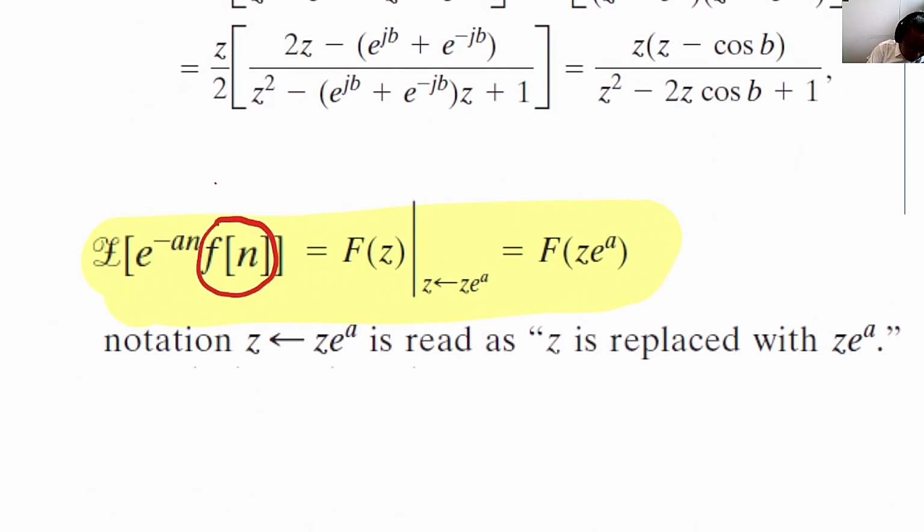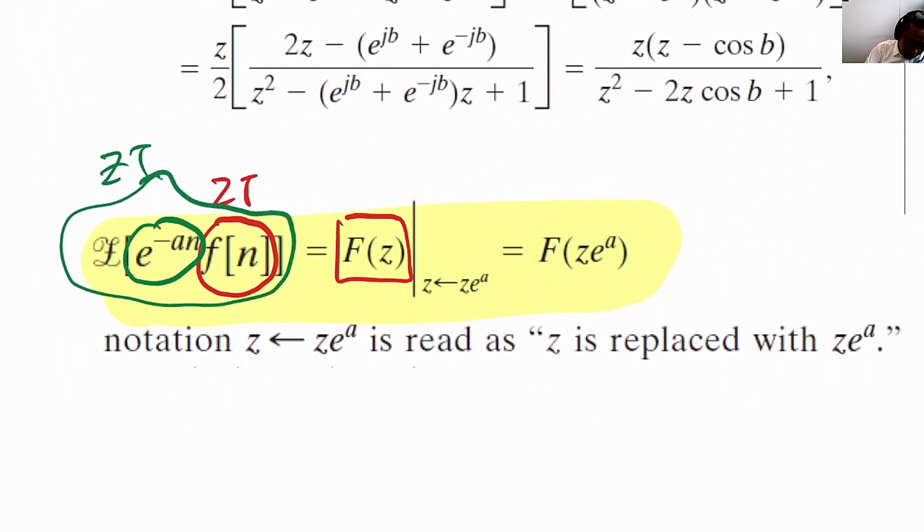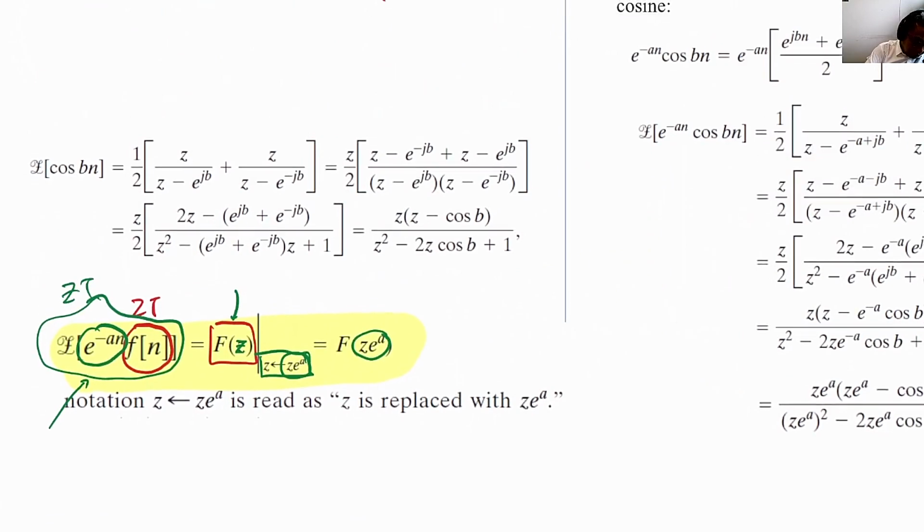If we have the z transform of f(n) to be F(z), the property says that if we multiply e^(-an) with f(n), and we take the z transform of this whole thing, then simply we use F(z) that we have known before and replace z by z times e^a. When we do that, we get the z transform of e^(-an) times f(n). Let's use a concrete example.